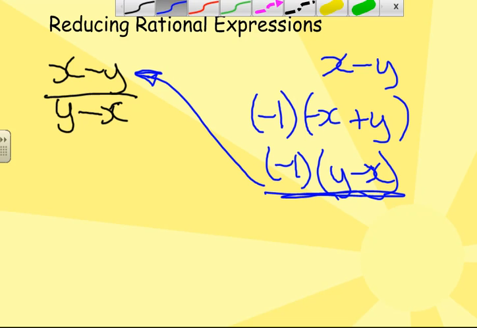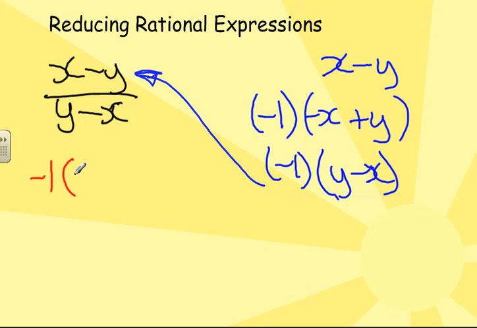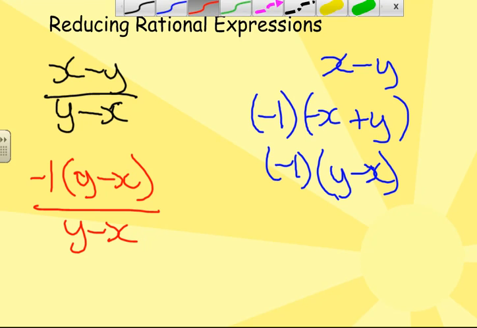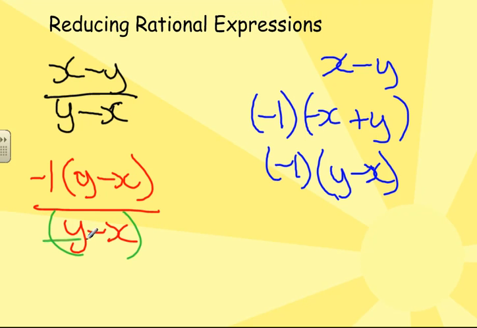So I now have negative 1 times y minus x all over y minus x. I now have something I can cancel. I can cancel this y minus x off the bottom and the y minus x on the top, and all I'm left with is minus 1.